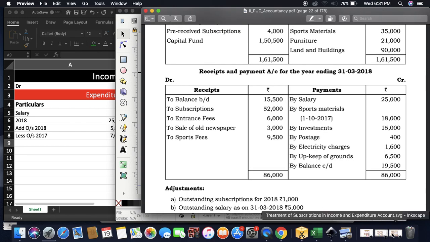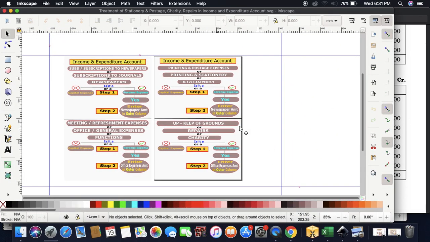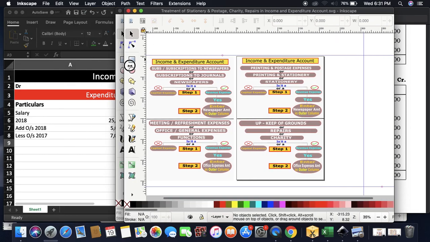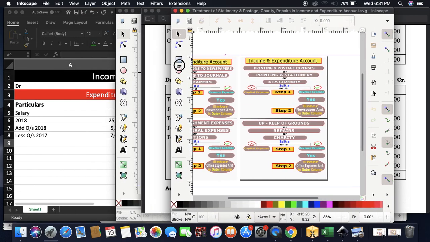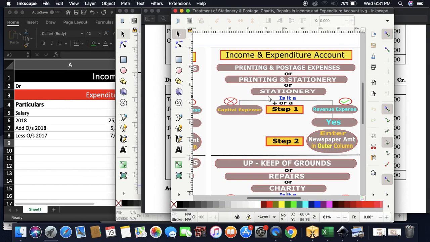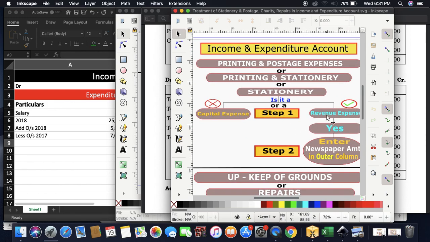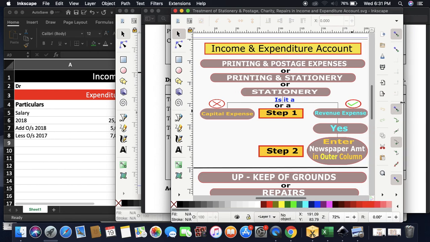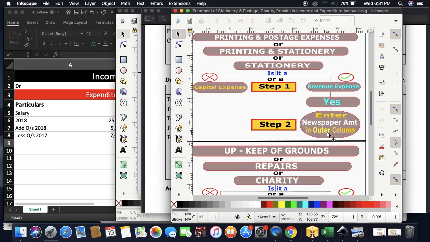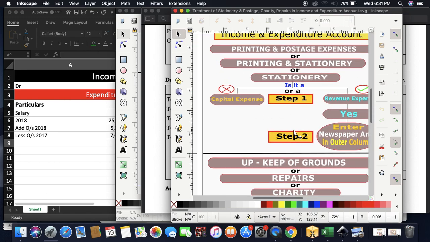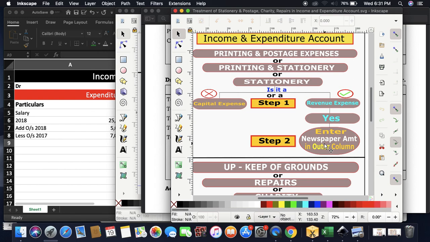So if that's the case, let's see what we need to do. Let me increase it so you can see it more clearly. All right, so this is a revenue expense. First thing, every time you need to ask yourself this question: is it a revenue or a capital expense? So it is a revenue expense, and it does not have any other entries in the adjustments or the balance sheet. So directly you enter it in the outer column.